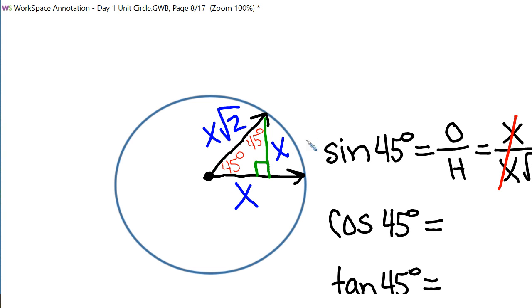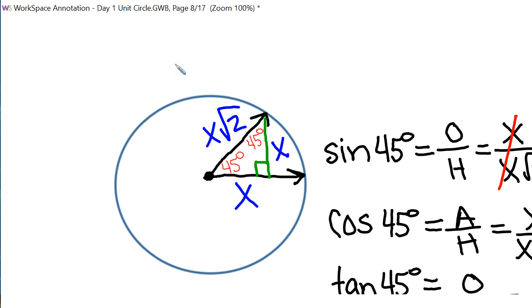Cosine of 45 degrees would be adjacent over hypotenuse. So the adjacent side is x. The hypotenuse is x square root of 2. We just did that, didn't we? So I don't have to redo all of that. What's the answer? Square root of 2 over 2. Then for tangent, that would be opposite over adjacent. So that would be x over x, which is equal to 1. Or if I did sine divided by cosine, what's the square root of 2 over 2 divided by square root of 2 over 2? 1.